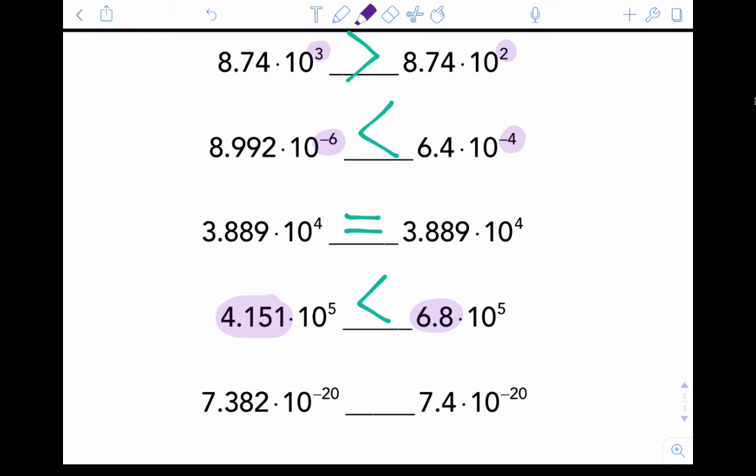And finally, my last one, 7.382 times 10 to the negative 20th versus 7.4 times 10 to the 20th. It's the same exponent, so I need to look at the coefficient. 7.382 versus 7.4. Remember, I'm looking at this one number at a time. I notice that my whole numbers are the same. They're both 7, so I need to move over to the number right after the decimal. I'm comparing 3 and 4. 4 is larger, so 7.4 is the larger number. So this is a less than sign.